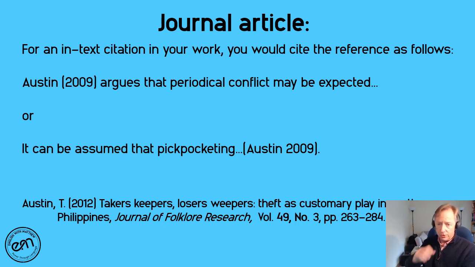Okay, journal articles. Very simple for citations. Here it says, Austin, 2009, argues that. And then we go to the bibliography, and I've given you the bibliographic entry at the bottom here where it says Austin, 2012. See, now we've created a problem. We're sitting here thinking, did they just get the date wrong? Or is this a completely different work by Austin? Should I be looking for something that Austin did in 2009?